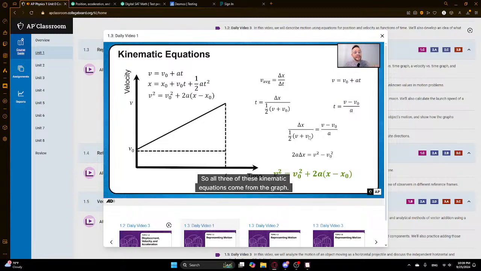So all three of these kinematic equations come from the graph. And we can use these kinematic equations to solve for any of these values.